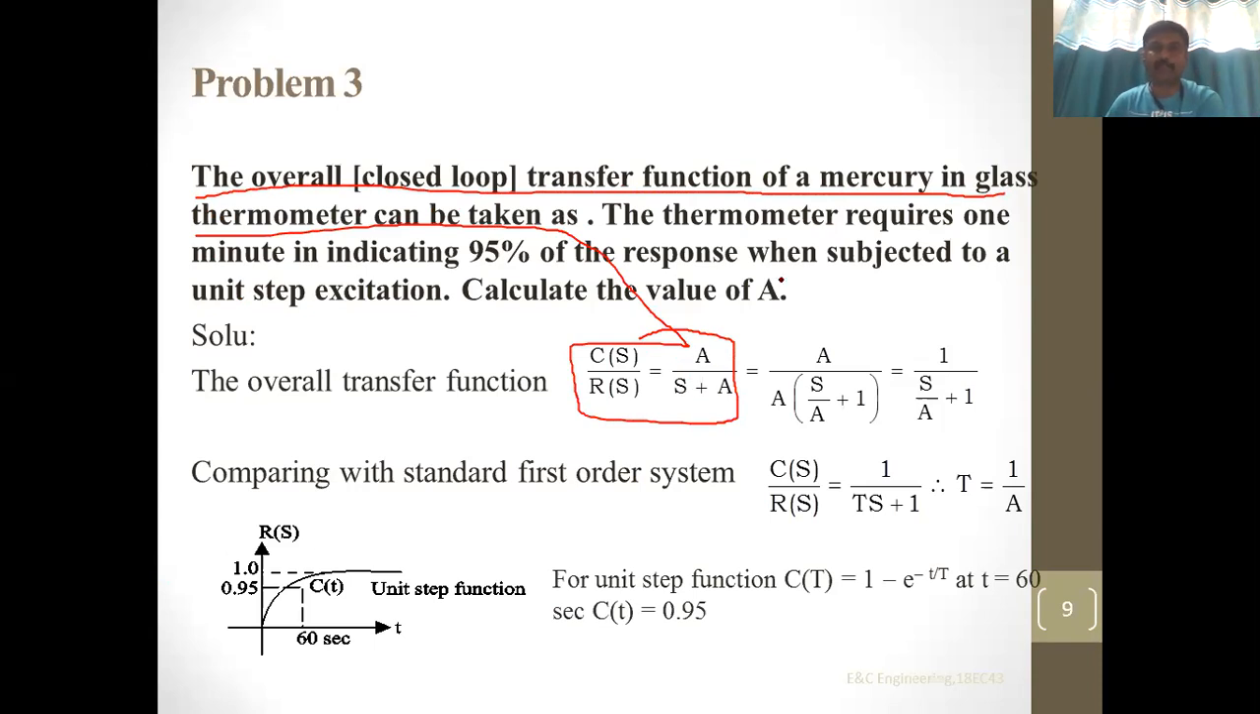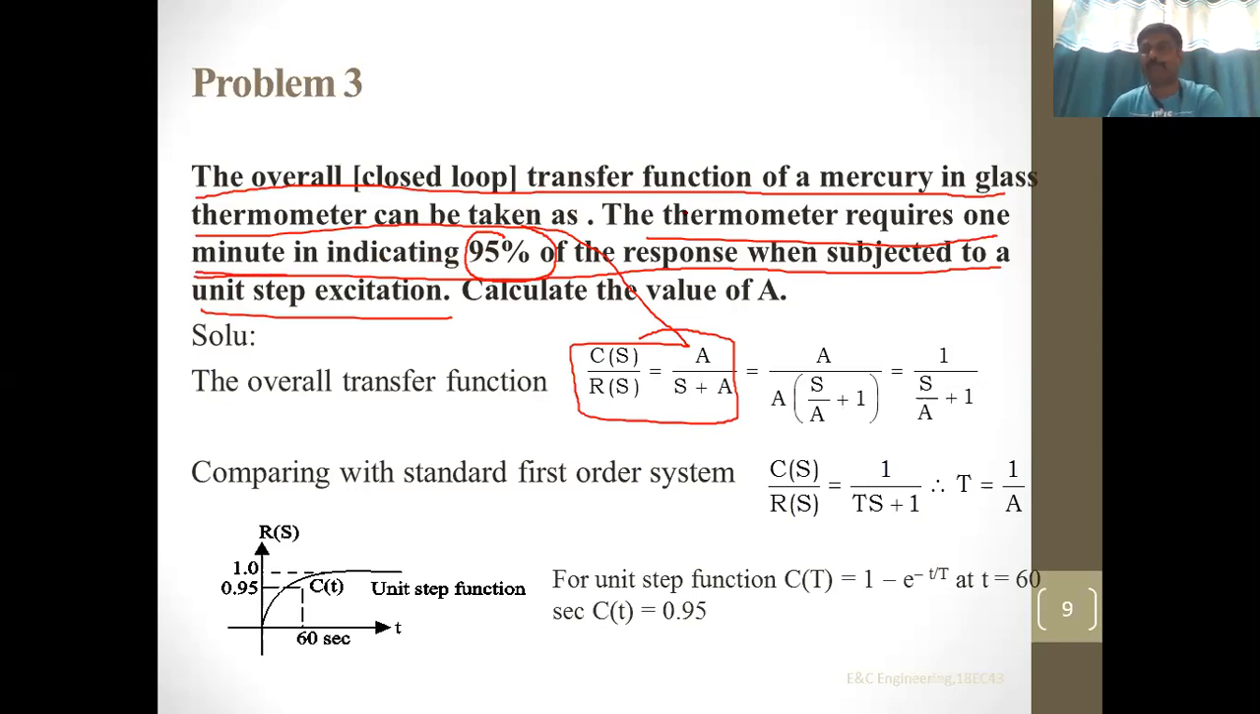Some transfer function has been given. And the thermometer requires 1 minute in indicating 95% of the response when subjected to a unit step excitation. That means here the output is given. Is it okay? First order system output is given. Output reaches 95%, it reaches its maximum value of 95% at 1 minute.